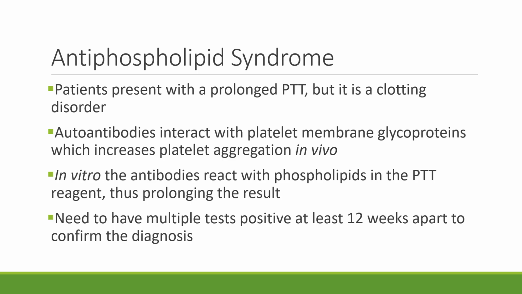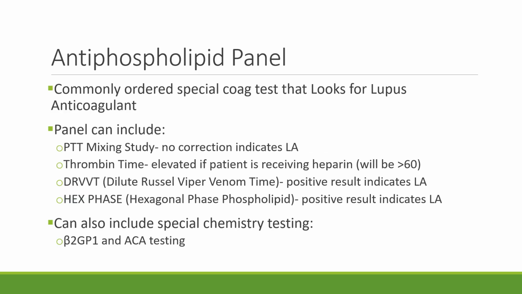But what are we going to do if a patient has one? Well, let's see what else we can do. What other testing is involved in this antiphospholipid panel? Okay, so the antiphospholipid panel is commonly ordered as a special coagulation test that's looking for that lupus anticoagulant. We also can call that maybe a non-specific inhibitor. Now, this panel can include a variety of things. We actually have a couple of different versions of this test.